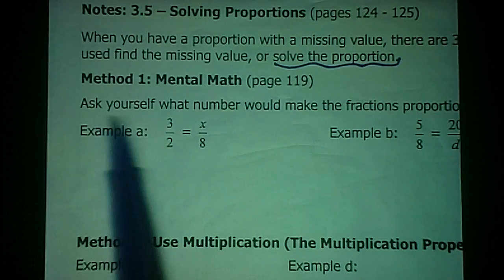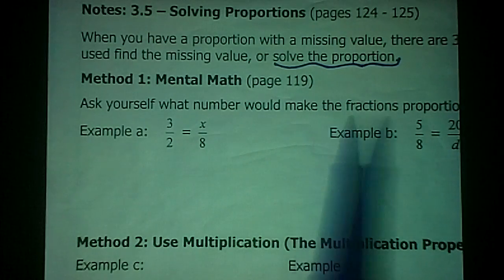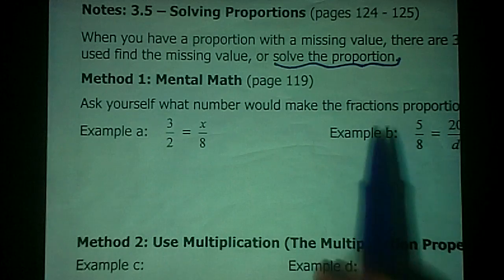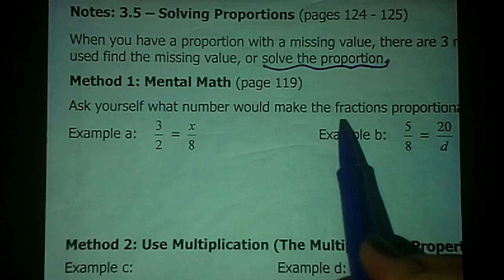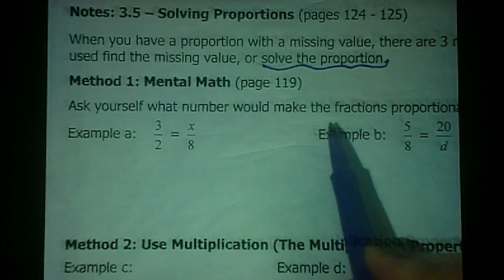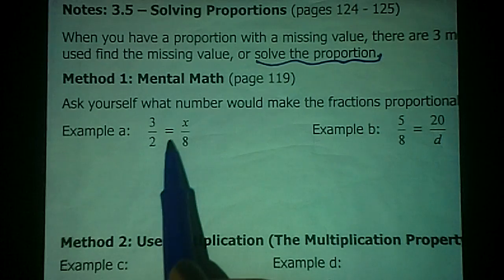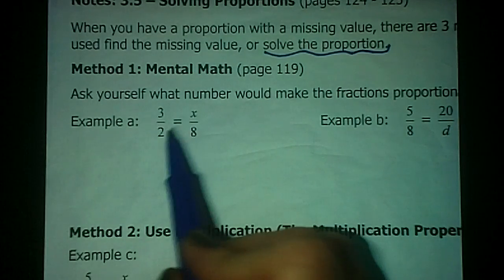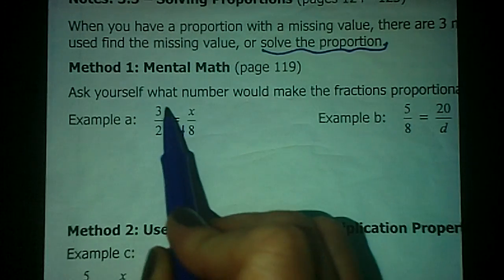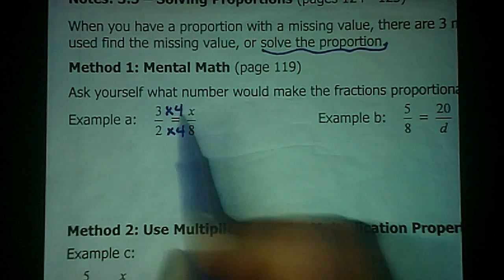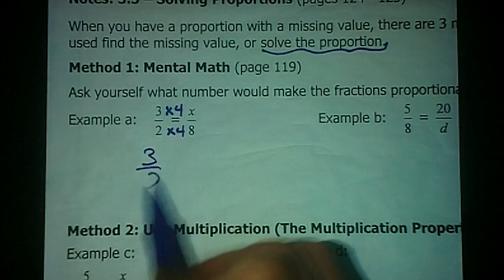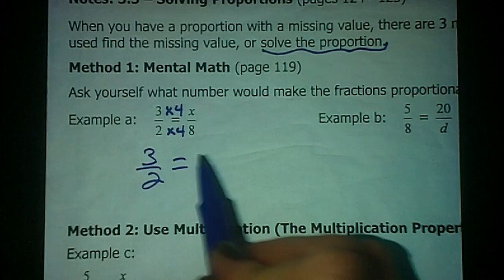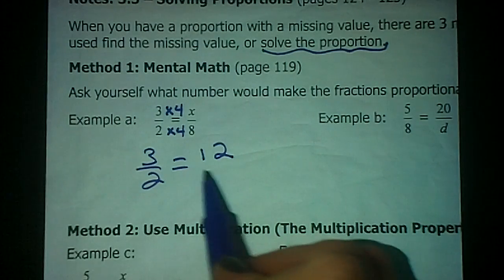You can simply ask yourself what number would make the fractions proportional, because ratios are fractions. I know it's the F word in math. But if we have 3 halves and we want to know how many eighths that would be, this is where you work like you did with the equivalent fractions. If I want to go from 2 to 8, I multiply by 4. So I would want to do the same thing to the 3. So 3 halves is equal to 12 eighths.